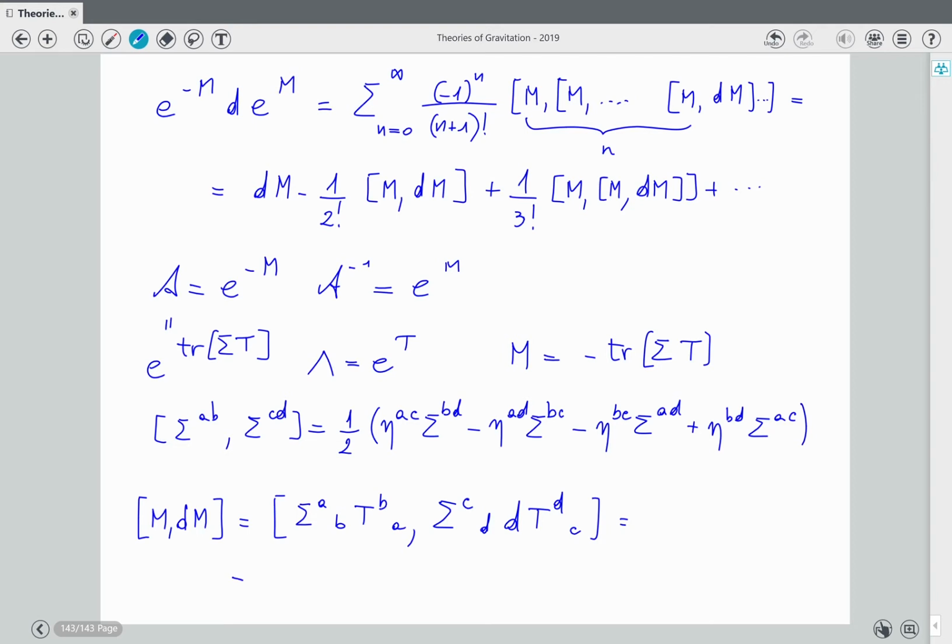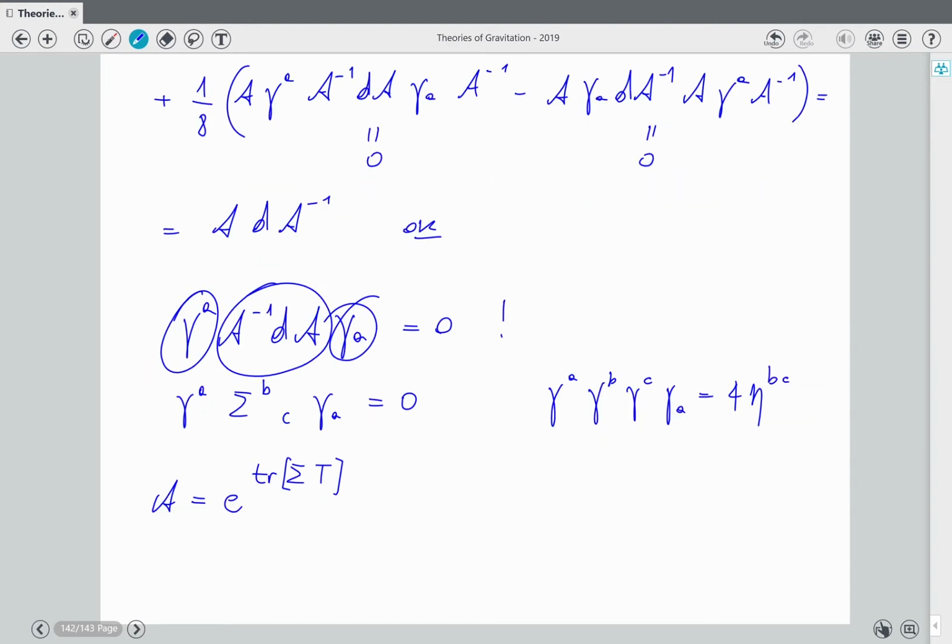So that's just sigma AB, sigma CD, TBA, DT, DC. And again, commutator of 2 sigmas is a sum of sigmas, and when you have 2 gammas to the right, to the left, you kill it, and so on and so forth. So this concludes the proof.